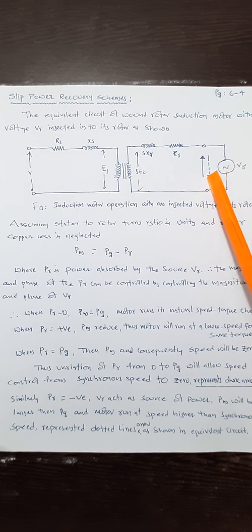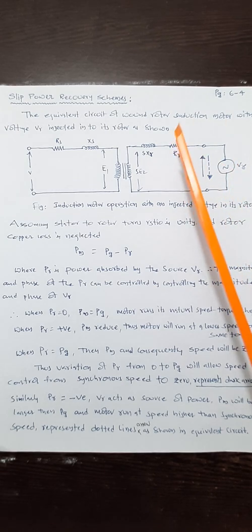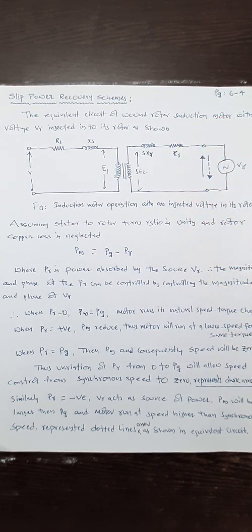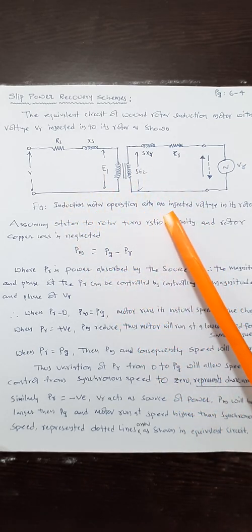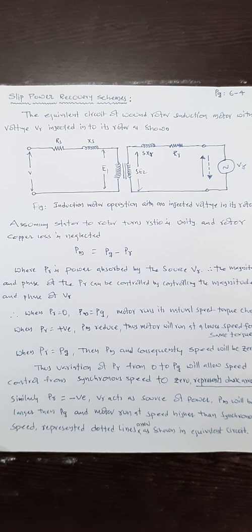See the arrow marks. The dark line represents upper and the dotted line represents lower. That means voltage injected and consumed. So this figure represents the induction motor operation with an injected voltage into its rotor.